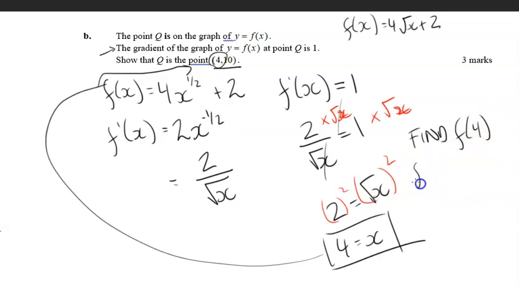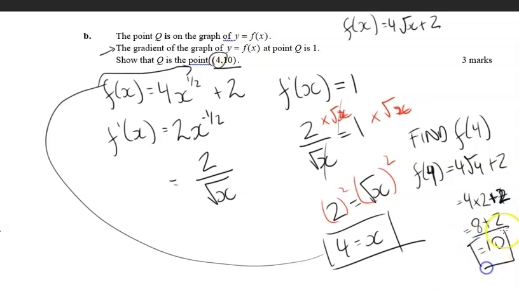So f of 4 is equal to 4 times the square root of 4 plus 2, which is 4 times 2 plus 2, which is equal to 10. And you can say, therefore, (4, 10) is a point. Q. (4, 10) is a point on the graph.